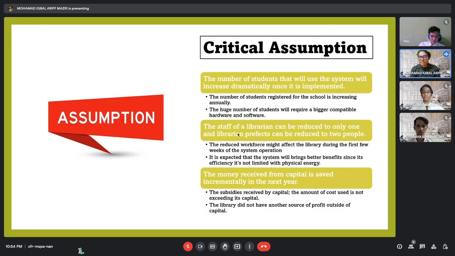The third critical assumption is that the money received from capital is saved incrementally in the next year. For the subsidies received from capital, the amount of cost used does not exceed its capital. The library does not have another source of profit outside of capital.